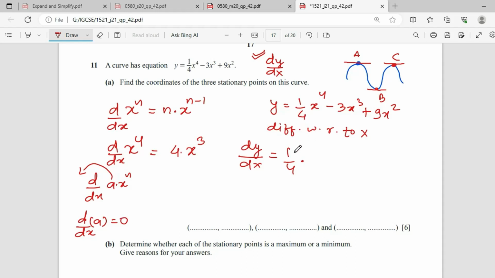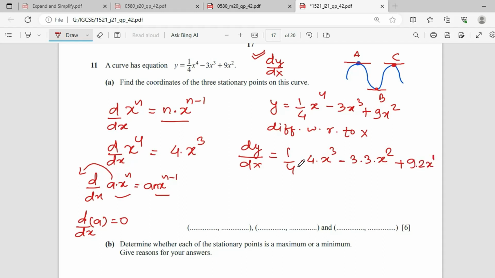So here I will leave 1 upon 4, because using this rule I write a times n into x raised to the power n minus 1. So a is done. Now for x raised to the power 4, I will write 4 x raised to the power 4 minus 1, which is 3. Now again, minus 3 times x cube, so I will write 3 into x raised to the power 3 minus 1, which is 2. Plus 9, again I will write 2 into x raised to the power 2 minus 1, which is 1.